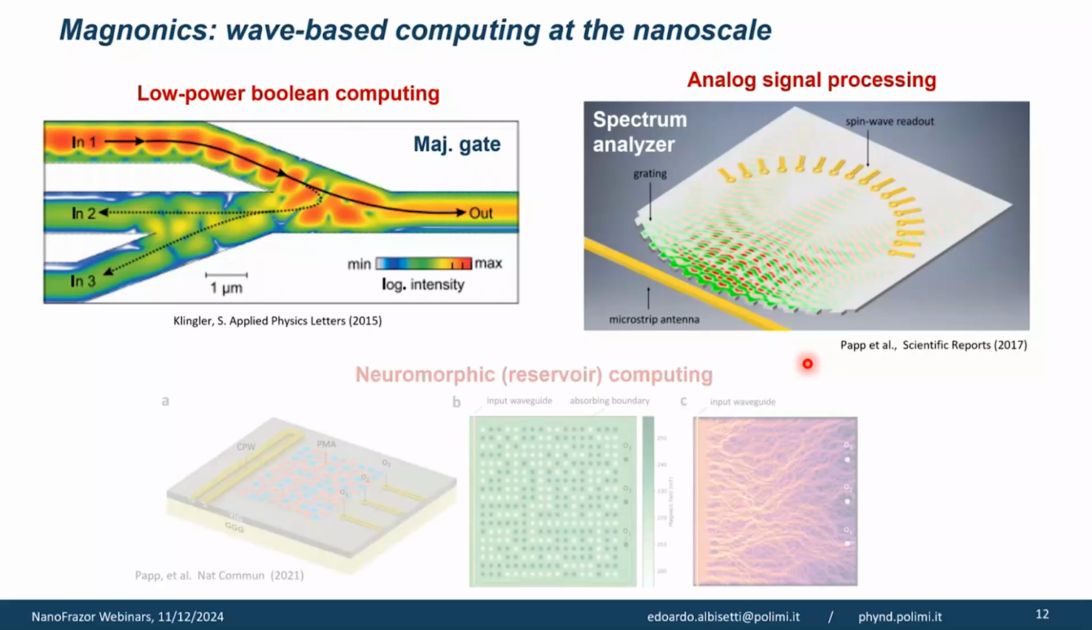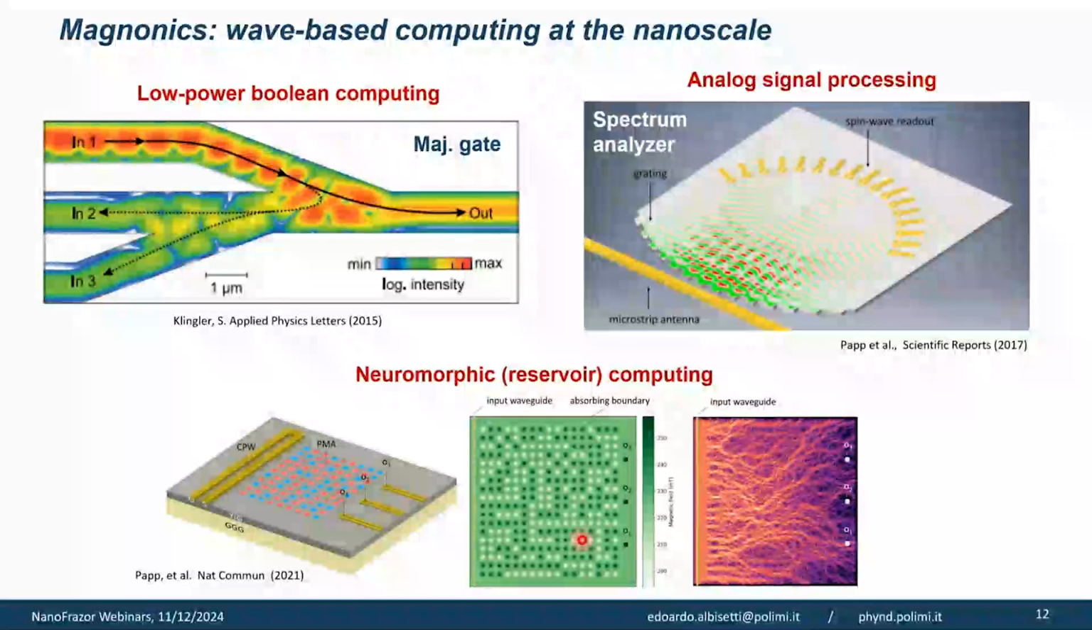Just a couple of applications to give an idea of what people are studying right now in the field of magnonics. As I was saying, it is basically a way to have a wave-based computer on a chip, with a really small wavelength. And you can have different ways of computing. You have Boolean computing, somewhat more conventional.